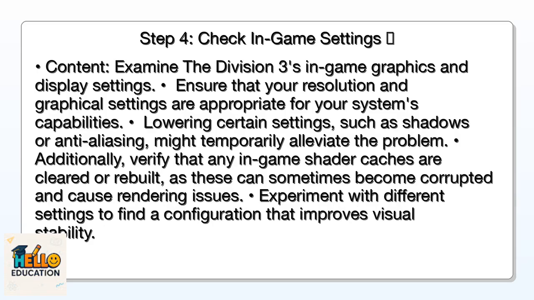Step four: Check in-game settings. Content: Examine The Division's in-game graphics and display settings. Ensure that your resolution and graphical settings are appropriate for your system's capabilities. Lowering certain settings, such as shadows or anti-aliasing, might temporarily alleviate the problem. Additionally, verify that any in-game shader caches are cleared or rebuilt, as these can sometimes become corrupted and cause rendering issues. Experiment with different settings to find a configuration that improves visual stability.